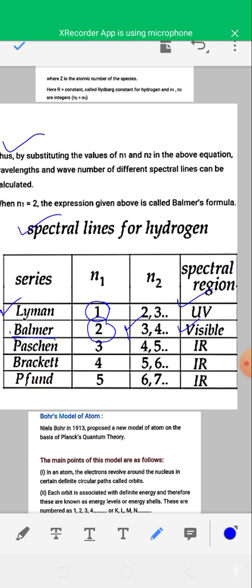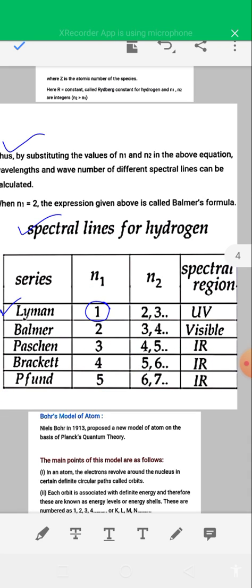In the Paschen series, the value of N1 is 3 and the value of N2 is 4, 5, 6, more than 3. Okay, and it is found in the IR region. And the Brackett series, in the Brackett series, the value of N1 is 4 and the value of N2 is 5, 6, 7, 8, like this, and it is found in the IR region of light. In the Pfund series, the value of N1 is 5 and the value of N2 is 6, 7, 8. Okay, like this, and it is also found in the IR region.